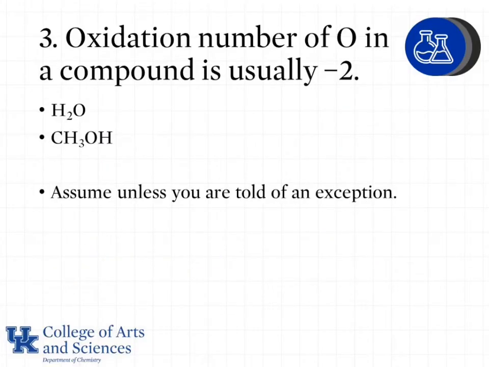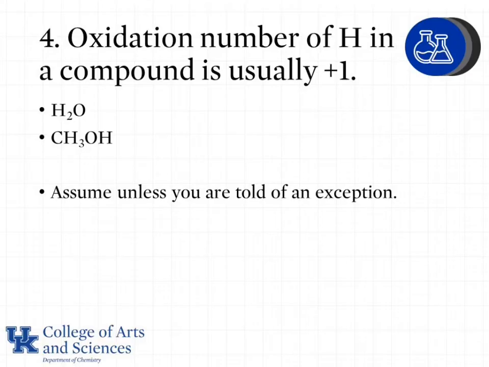The oxidation number of oxygen in a compound is usually -2. In the case of an exception, you would be given the oxidation number of oxygen in that particular compound. The oxidation number of H in a compound is usually +1. Like with oxygen, there are some exceptions. If there are exceptions, you will be told the oxidation number of hydrogen for that particular compound.